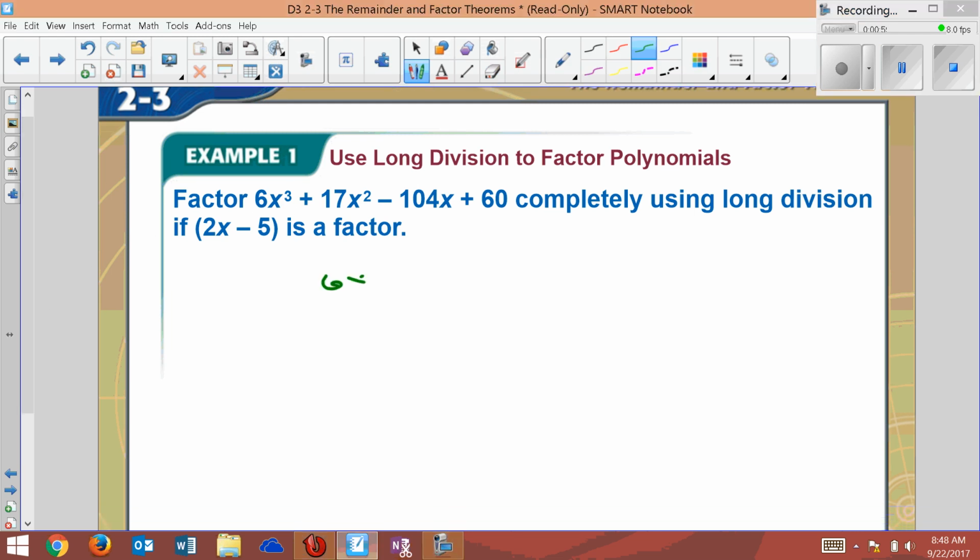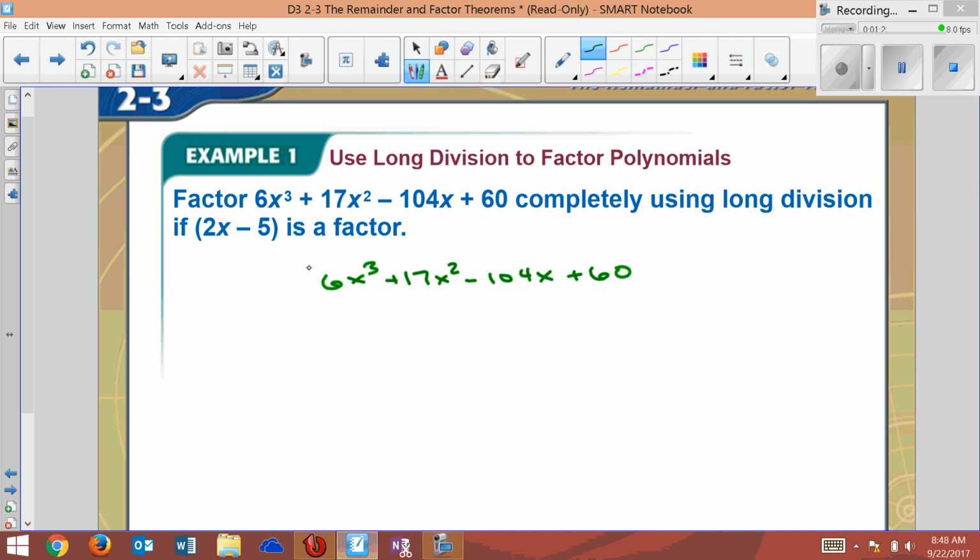You know this. You write out your terms: 6x cubed plus 17x squared minus 104x plus 60. Now what you want to make sure you do when you write out division is you're not missing any powers. Like for example, if this was x to the fourth and this was x squared, you'd want to make sure you include a 0x cubed. It's a space keeper, if you will.